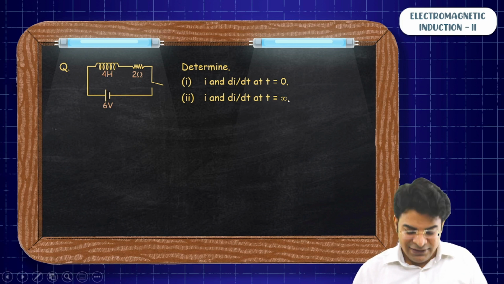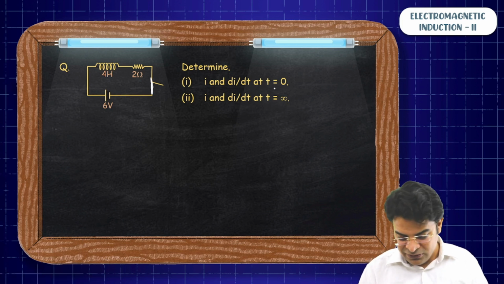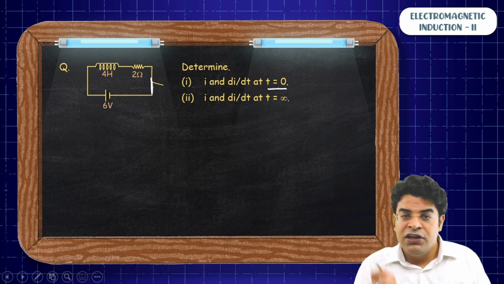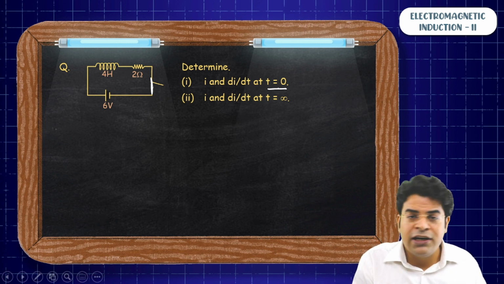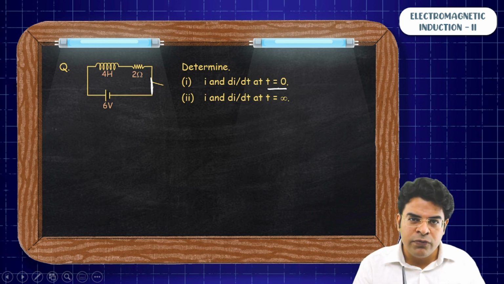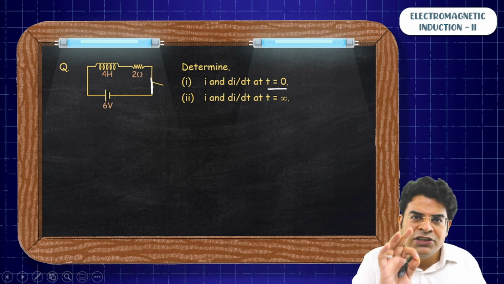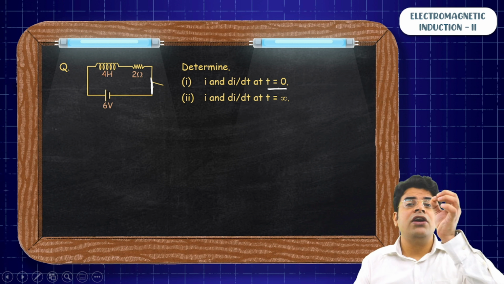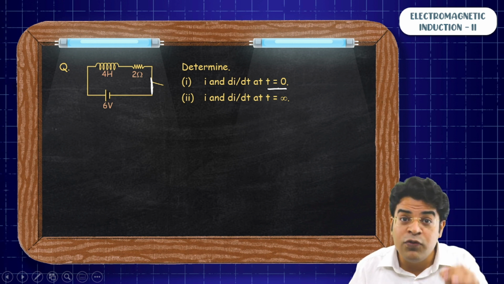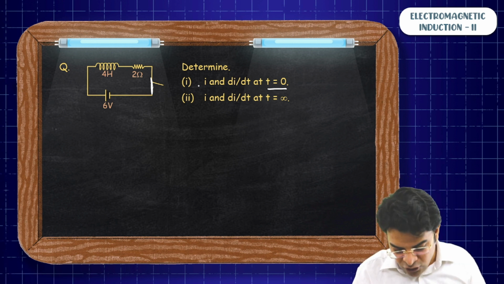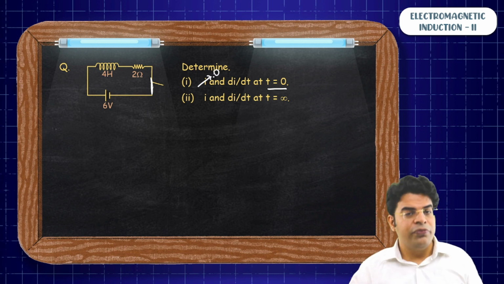You will say that, just after turning the key on, that is at time equals 0, just before turning the key on, the circuit was open. So no current was flowing. We know that the current in the inductor can't change suddenly. So just after turning the key on, the current flowing through the inductor has to be 0. So I already know the answer to this is 0.